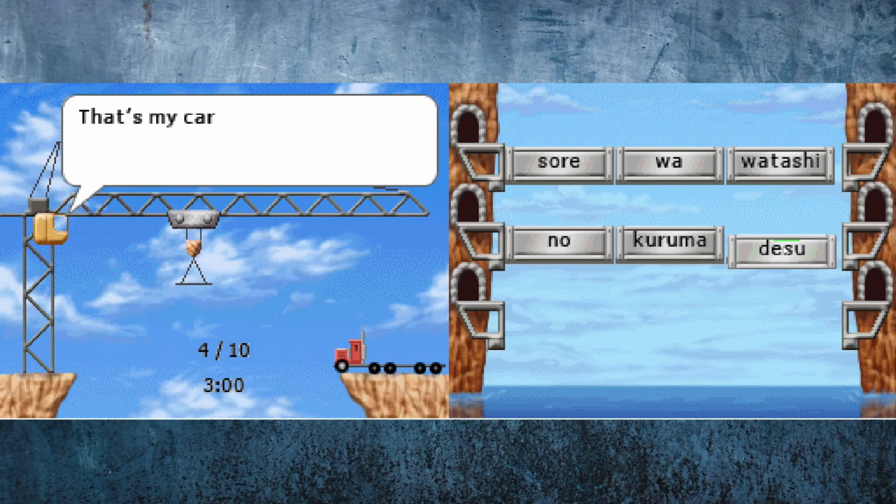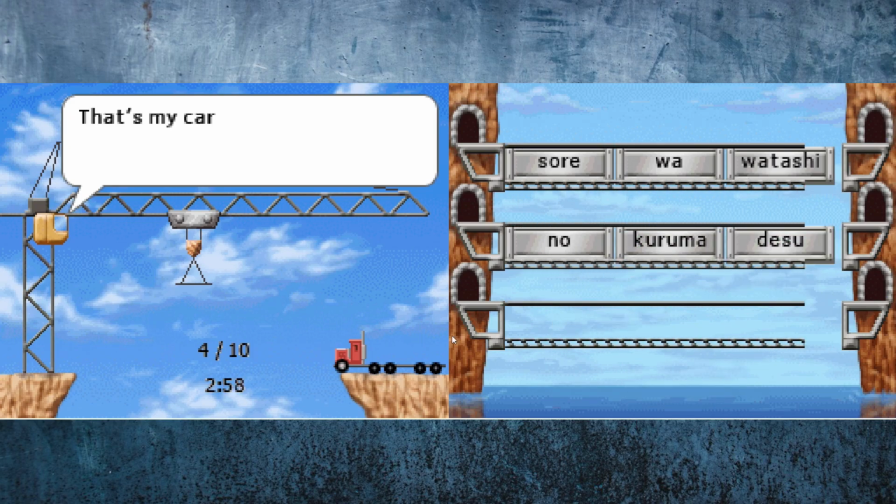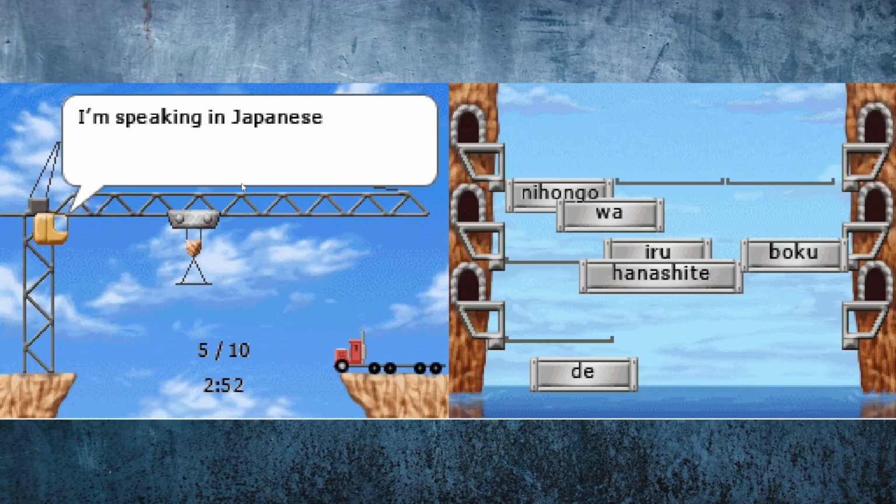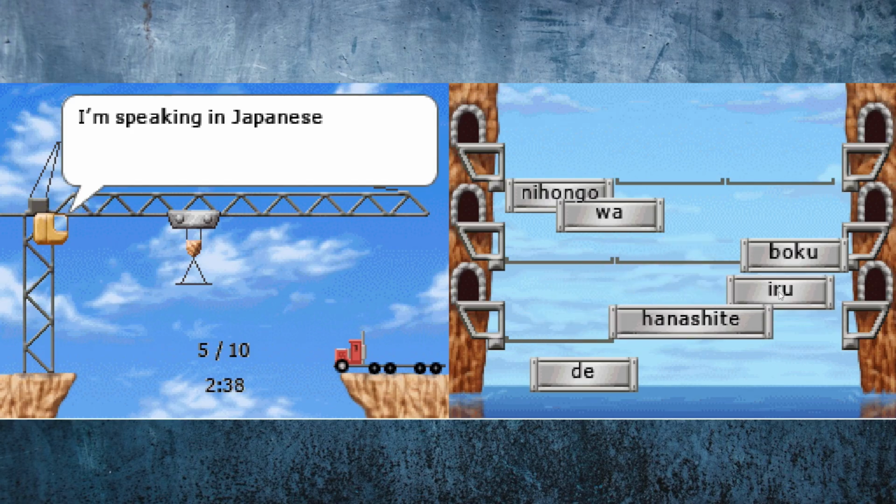Kuruma is your car, so it's my car. それは私の車です。 I'm speaking Japanese. Watashi wa Nihongo o hanashite. No. Yeah, shouldn't it be hanashite imasu? Hanashite iru. Okay. So we didn't learn te form, but we're using te form.